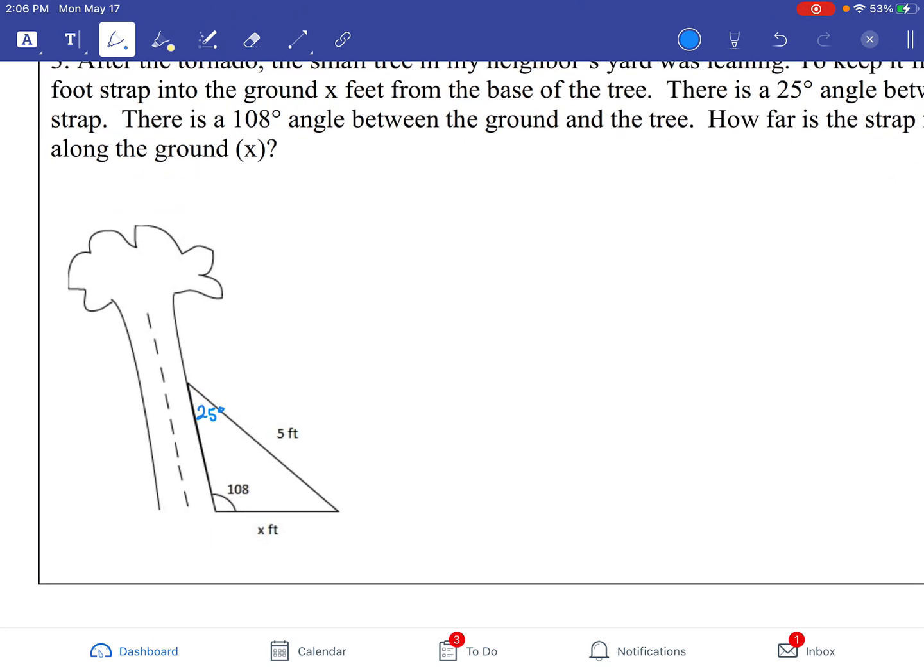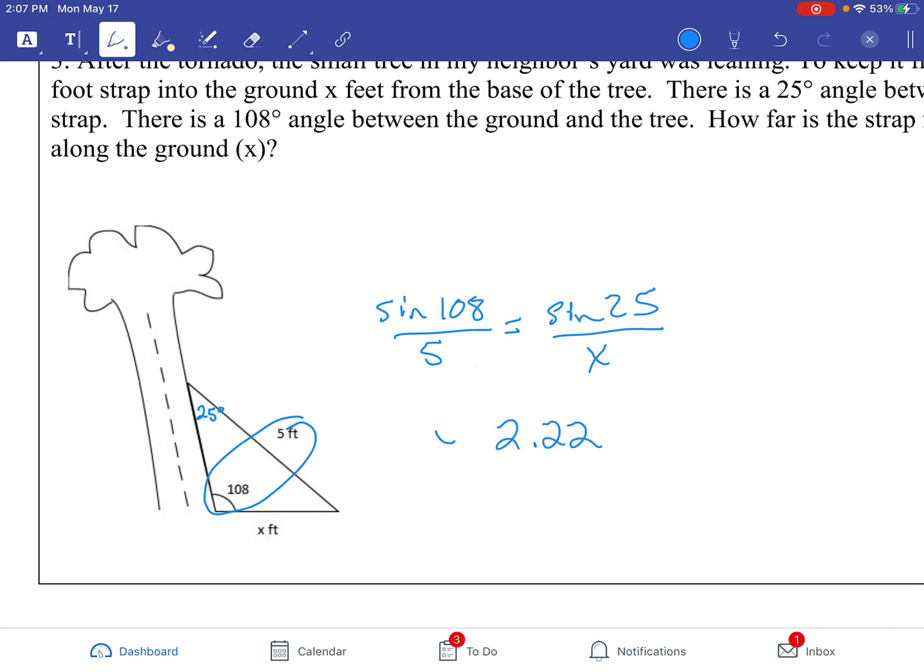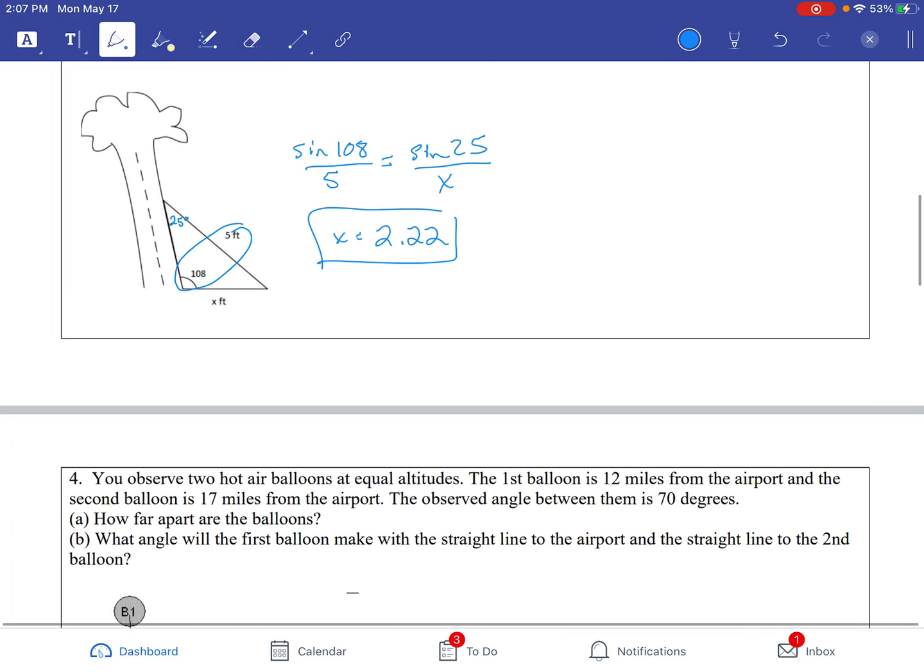Okay, so in this case, we're using law of sines or cosines again. Because we have a pair, we're using law of sines. So we have the sine of 108 over 5 equals the sine of 25 over x. So that's the setup. Now we just have to solve it. So we have 5 times the sine of 25. Divide that number by the sine of 108. And we get 2.22. And that's it. Again, I don't need to see the work. If you're doing it on the calculator, just do it in the calculator.